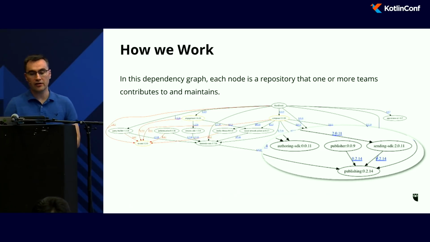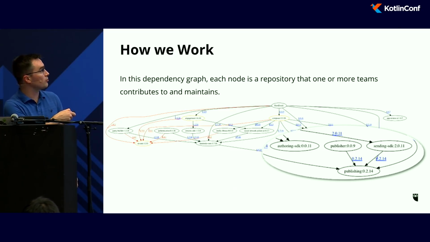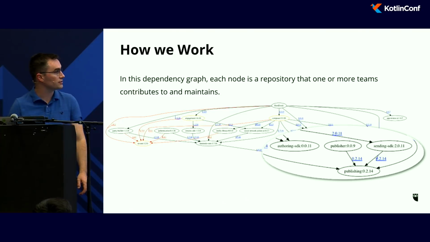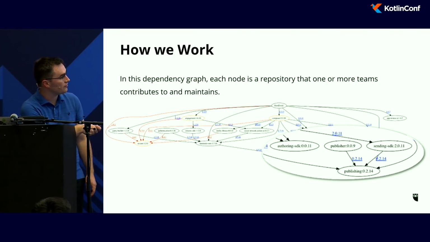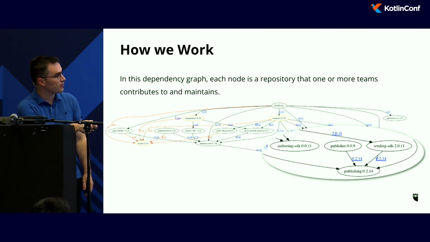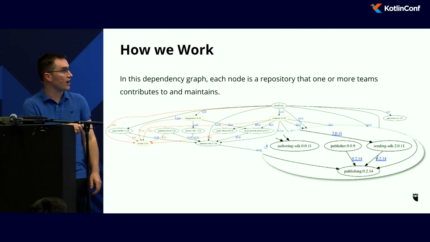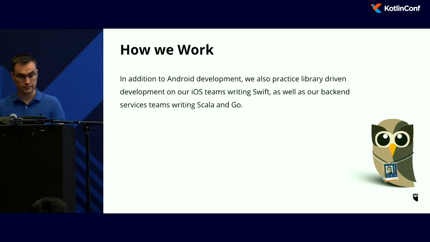The graphs that I'm showing you here are snapshots of our internal Android libraries at different points in time. Each node is a single repository which one or more teams contribute to. And then at the top is our main app where all the libraries get built into and shipped to our customers. You can see on the zoom in here we have versions on each of the libraries as well. So this is our publishing library, version 0.2.14. Publisher is depending on that version of that library. And all these graphs are generated by our Atlas tool.